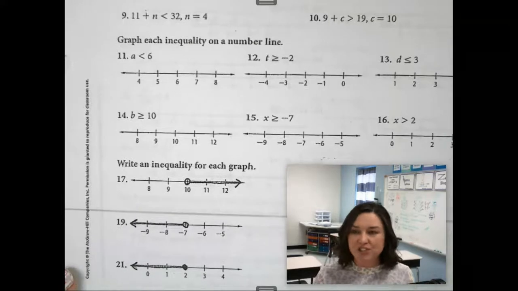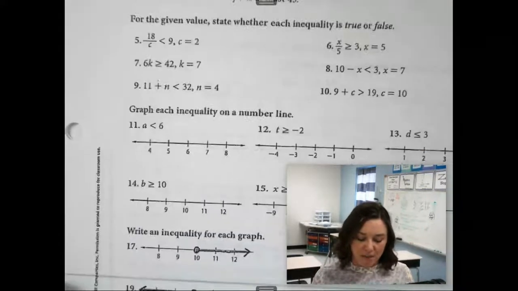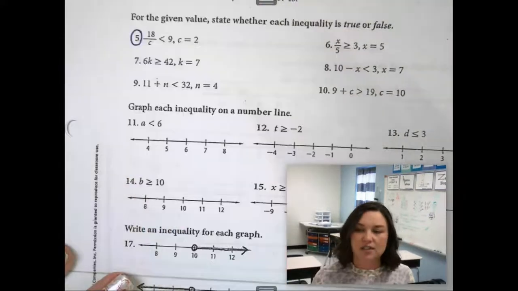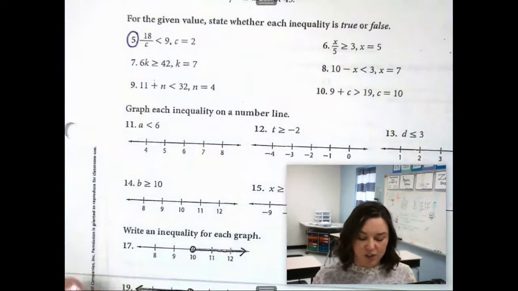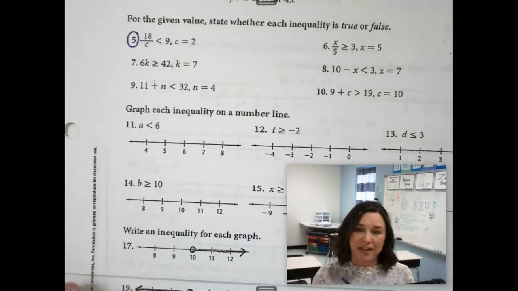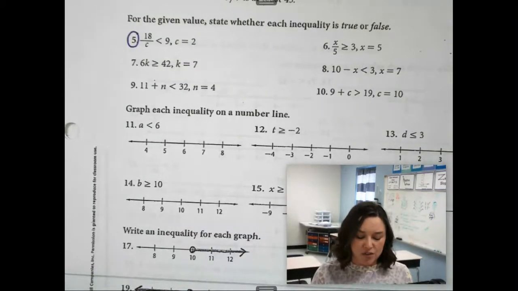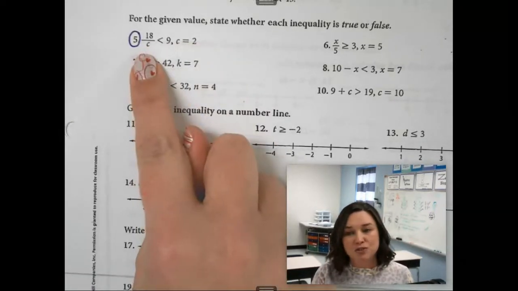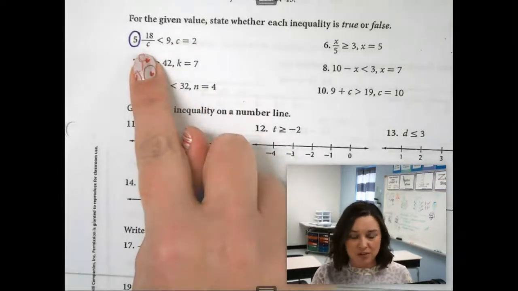So on page 6, if you would look up at the top, we are going to look at number 5. It says, for the given value, state whether each inequality is true or false. Now, this is what we did back in class on Monday. All you have to do is take the answer choice, plug it in. If it makes a true statement, we put true. If it does not make a true statement, we put false.